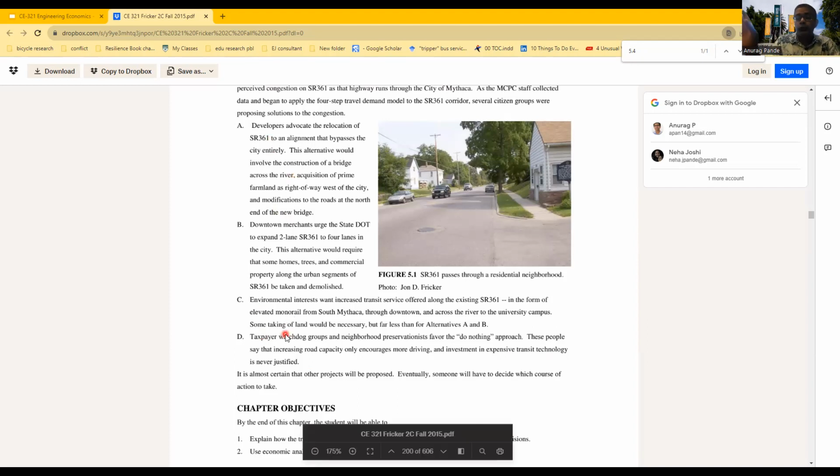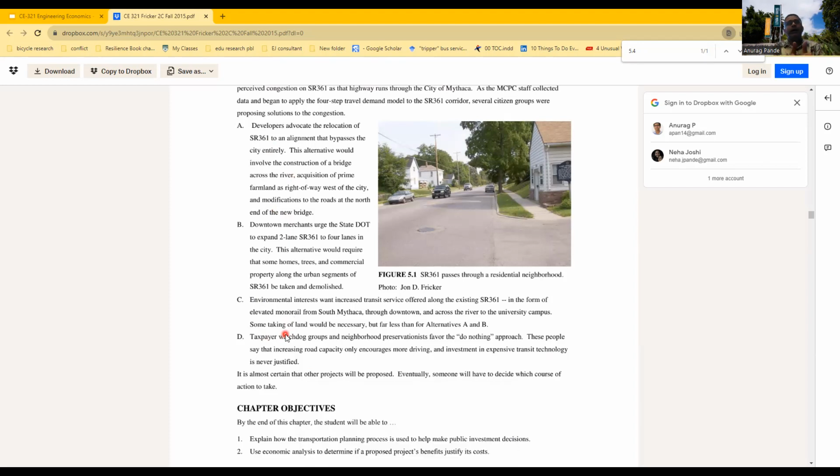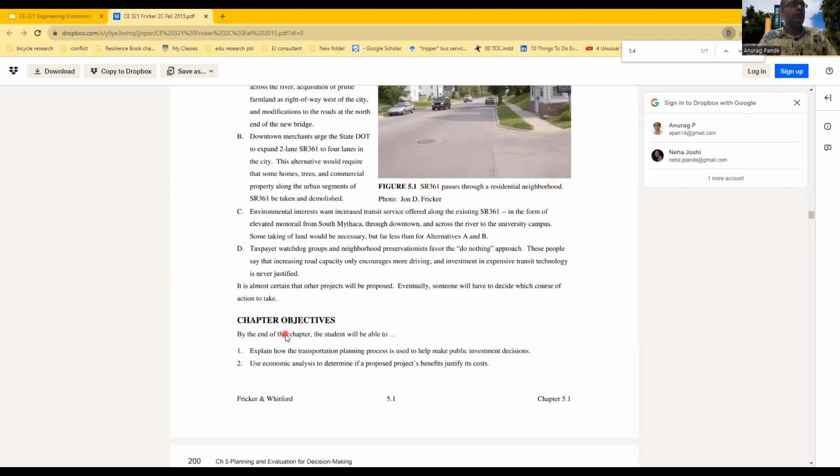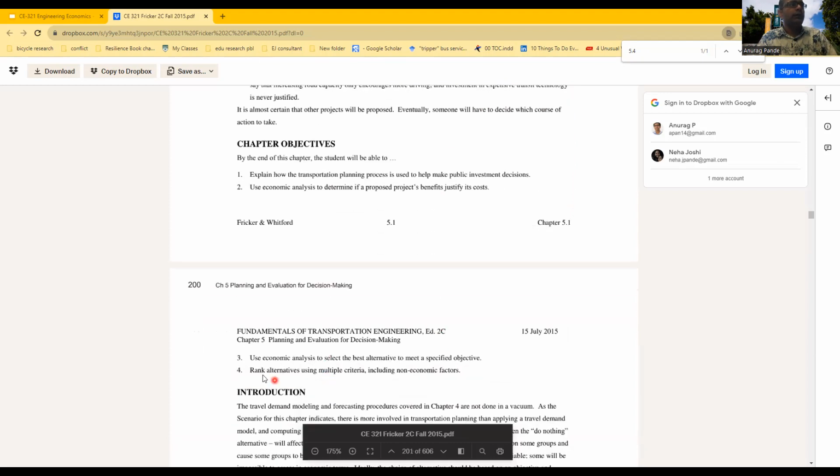and they will try to push for those objectives. For this class, again, because this is an introductory class and our goal is to give you more technical nuts and bolts types of tools, we are just going to look at the economic analysis to determine if a proposed project's benefits justify its cost. We're looking at the economic analysis to select the best alternatives. So those are what we are going to focus on.